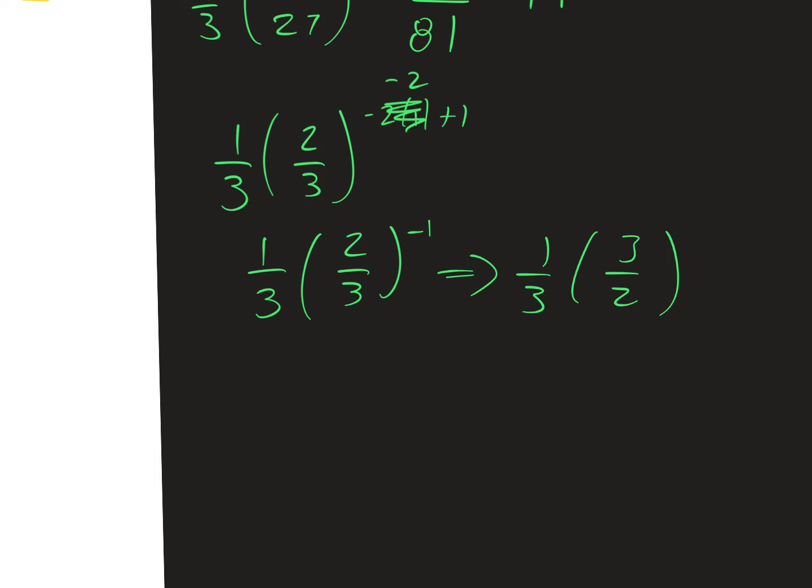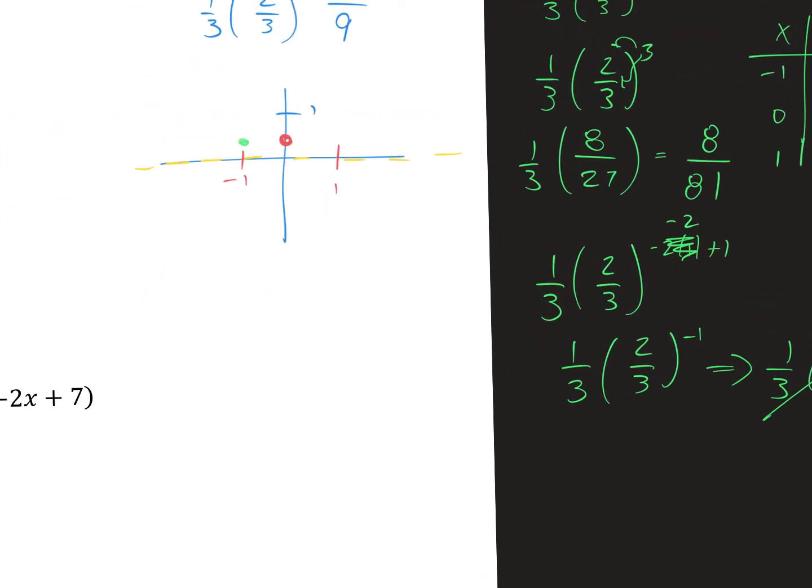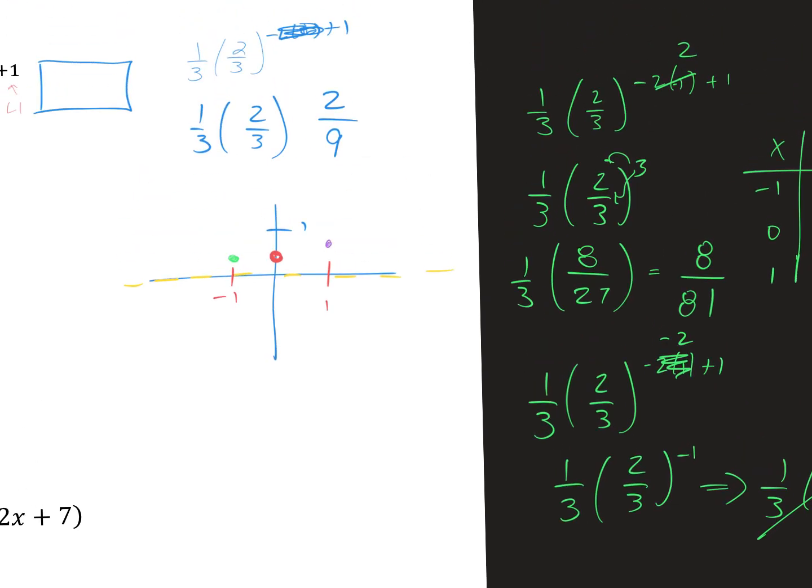When you distribute the negative, right, you get 2 to the -1st over 3 to the -1st. In order to make exponents positive, you move them. So guys, this just becomes 1/2. So when I plug in 1, I get 1/2. Again, do we know about where 1/2 is on a graph? Yeah, it's in between 0 and 1.